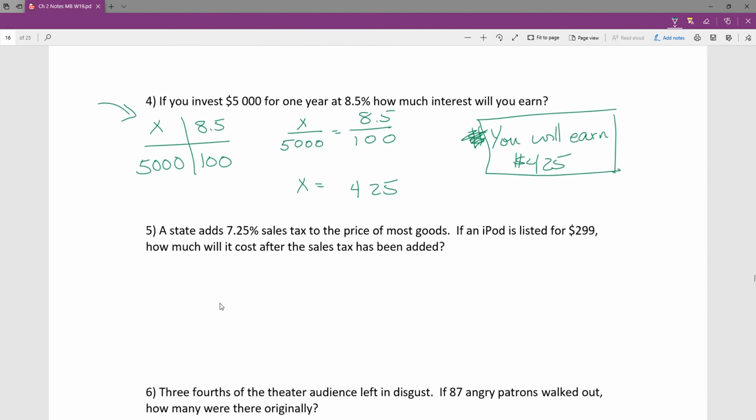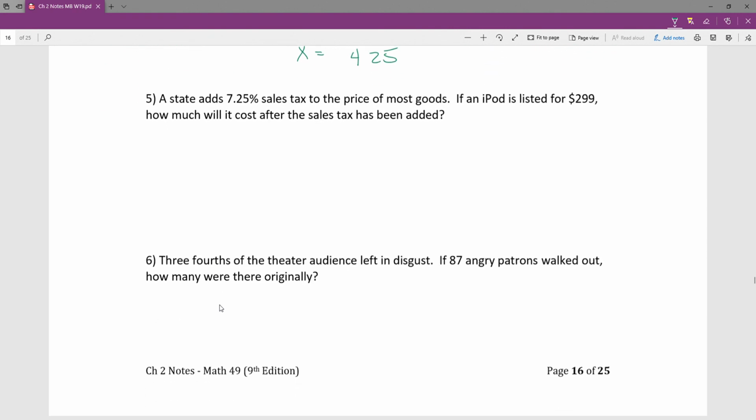Couple more here. A state has a 7.25% sales tax. So we know it's going to be a percentage one, and we know that the percentage that we care about is 7.25. If an iPod is listed, iPod, who even uses those anymore, $2.99, things get dated fast. How much will it cost after the sales tax has been added?